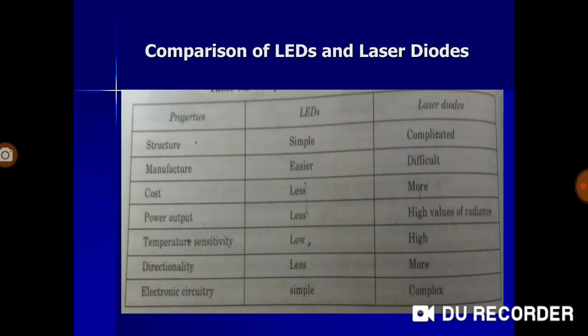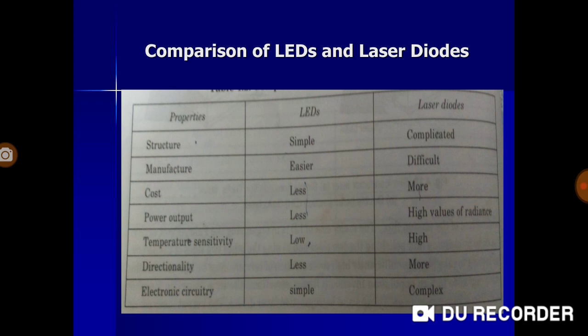Now we come to the comparison of LEDs and laser diodes. The properties on which we are comparing LEDs and laser diodes: first is structure. Obviously LEDs are simple as compared to laser diodes with all those Fabry-Perot cavities and so on, so the laser diode is quite complicated. Manufacturing LEDs is very easy as compared to laser diodes because of the complexities in their structure. Cost wise, LEDs are very cheap as compared to laser diodes.